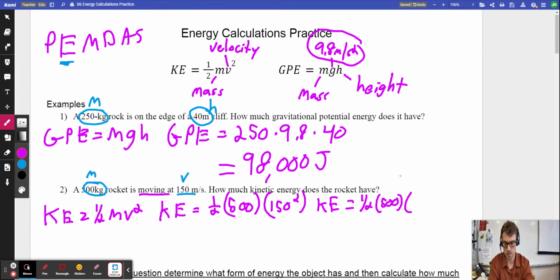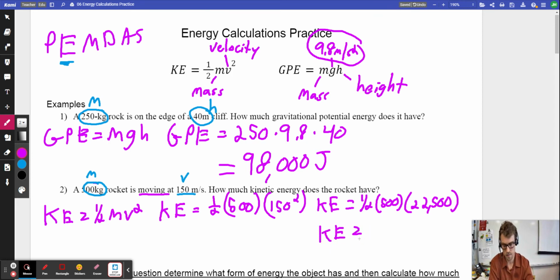And then we're going to multiply that by the 150 that is squared. So let's make sure we do that first. So 150 squared gives us 22,500. Okay, again, notice we got some pretty big numbers. And then we just need to multiply all these together.